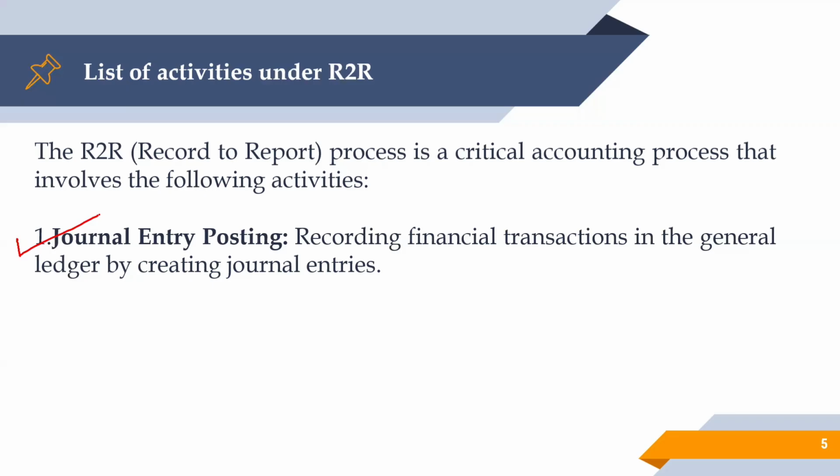So the first and most important responsibility is journal entry posting, recording financial transactions in the general ledger by creating journal entries. Whatever expenses are not booked, or whatever is on the revenue side, we have to take the entries into the books. For example, on the expense side: accruals, provisions, reversal of those provisions, and then unbilled and deferred revenue. We are going to take the entries for that in R2R.